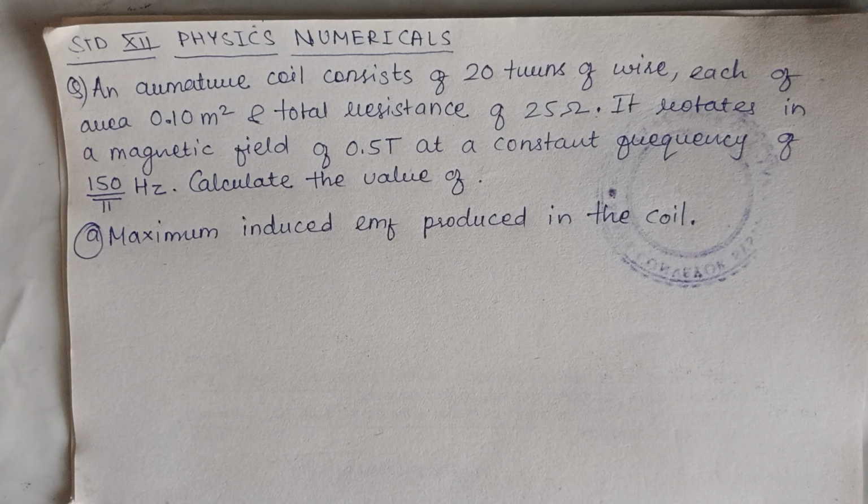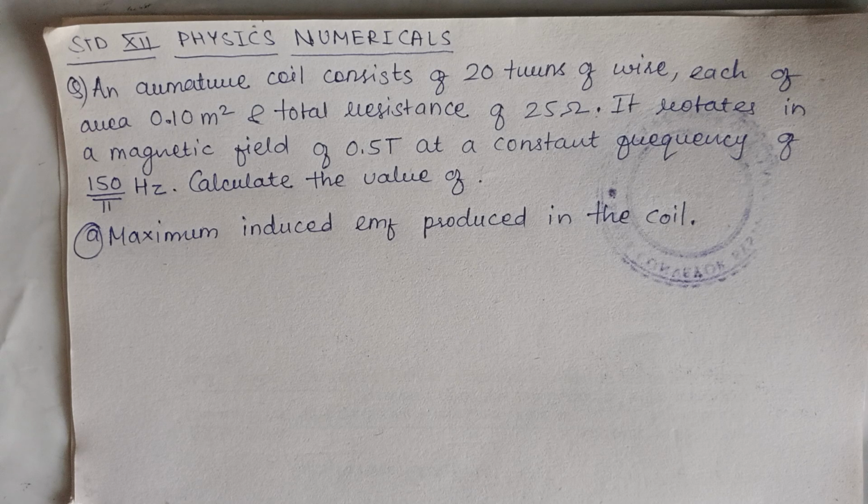Students, so we are doing some physics numericals. Question is, an armature coil consists of 20 turns of wire, each of area 0.10 meter square and total resistance of 25 ohm. It rotates in a magnetic field of 0.5 Tesla at a constant frequency of 150/π Hertz. Calculate the value of maximum induced EMF produced in the coil. Now this question is based on the AC generator.